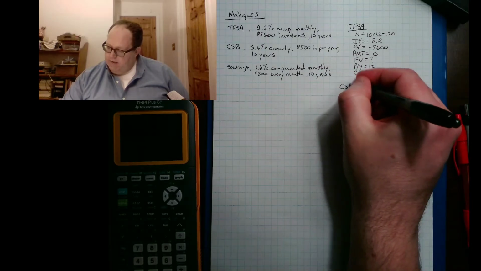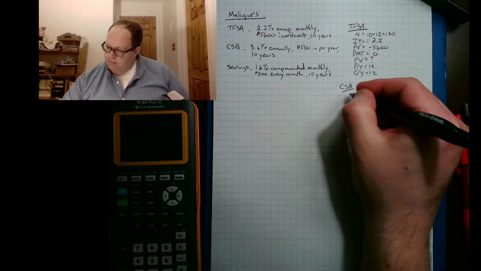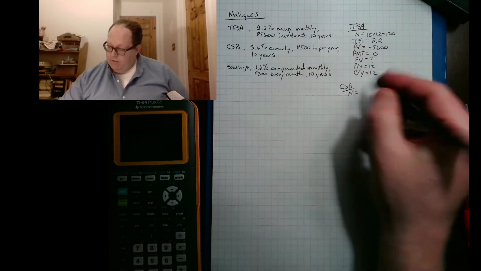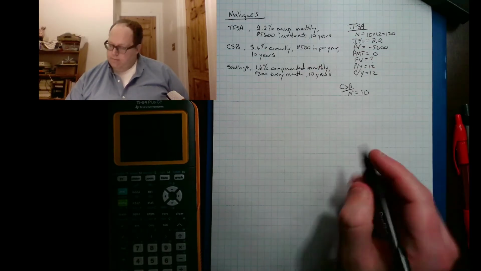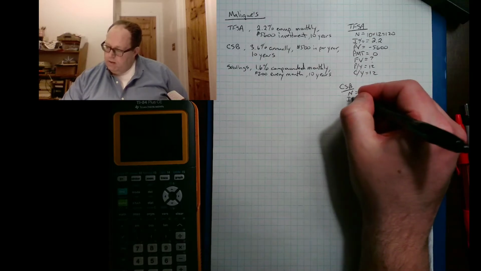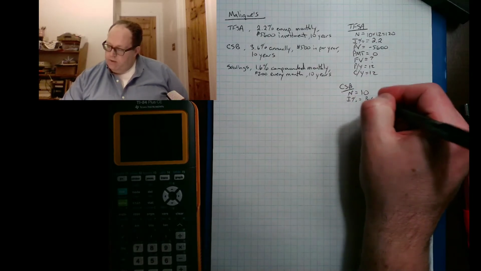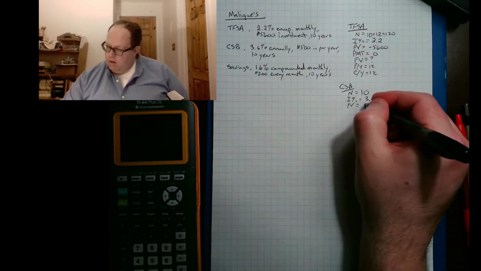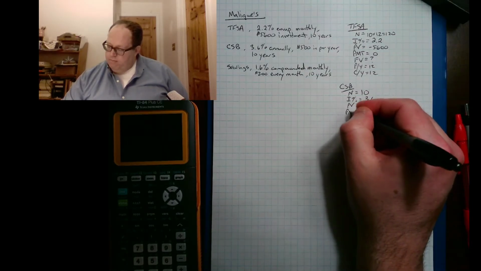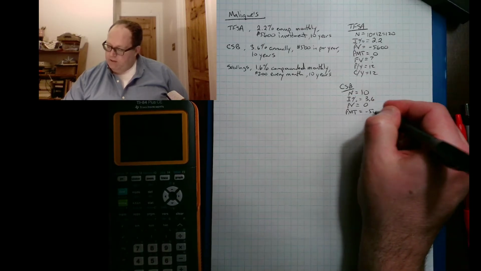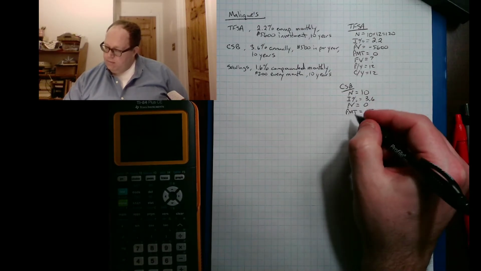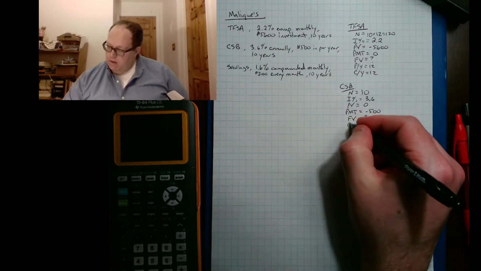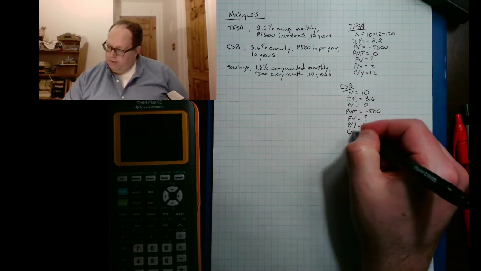The Canada Savings Bond, it's 10 years annually, so that's just going to be 10 periods. Gaining 3.6%. No initial investment amount, but regular payments of $500. The future value we need to find, and 1 period per year.